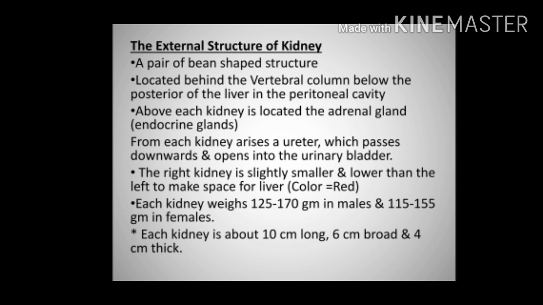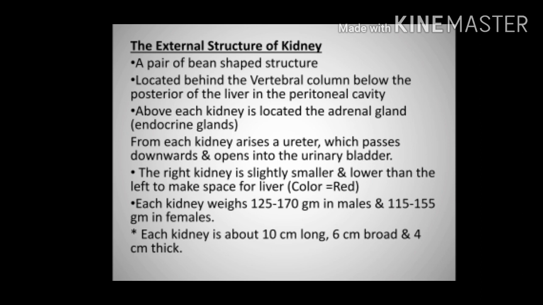Kidneys are bean-shaped structures. They are located behind the vertebral column below the posterior of the liver in the peritoneal cavity. Above each kidney is located the adrenal gland, which is an endocrine gland and secretes corticosteroid hormones. From each kidney arises a ureter, which passes downwards and opens into the urinary bladder. The right kidney is slightly smaller and lower than the left to make space for the liver.